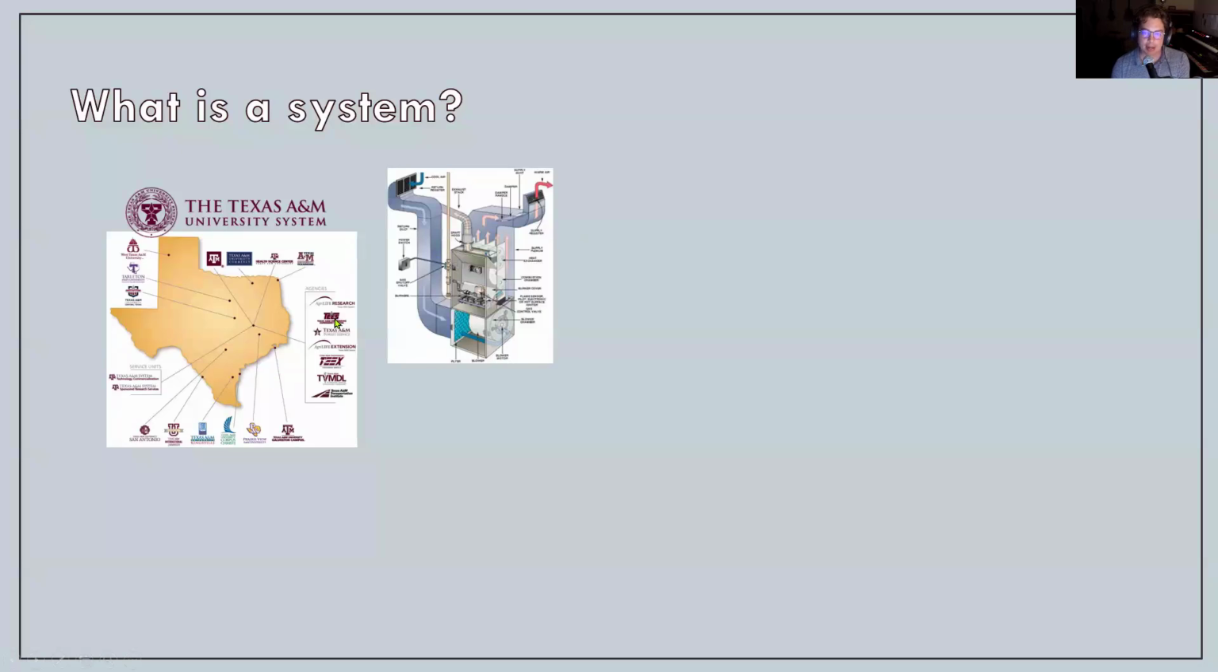Okay. It could be an educational system, it could be a technological system. We have mechanical elements, heating elements, chemical elements here in an HVAC system, thermodynamic laws that are part of how this works.